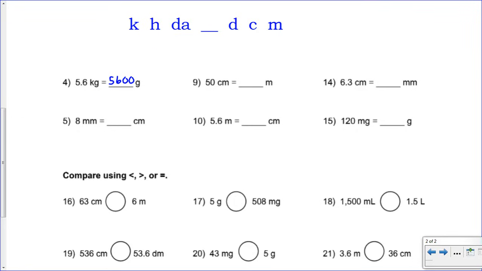Problem number 9, 50 centimeters to meters. We're jumping from centi, 2 spots over here, to meters, the base unit. So 50, we'll put the decimal point down, jump it over 2 spots as well. You get 0.5. For problem 14, we're going from centimeters to millimeters. Centi to milli, that's jumping 1 spot over here to the right. So 6.3, jumping 1 spot over to the right, we can just do it here, gives you 63.